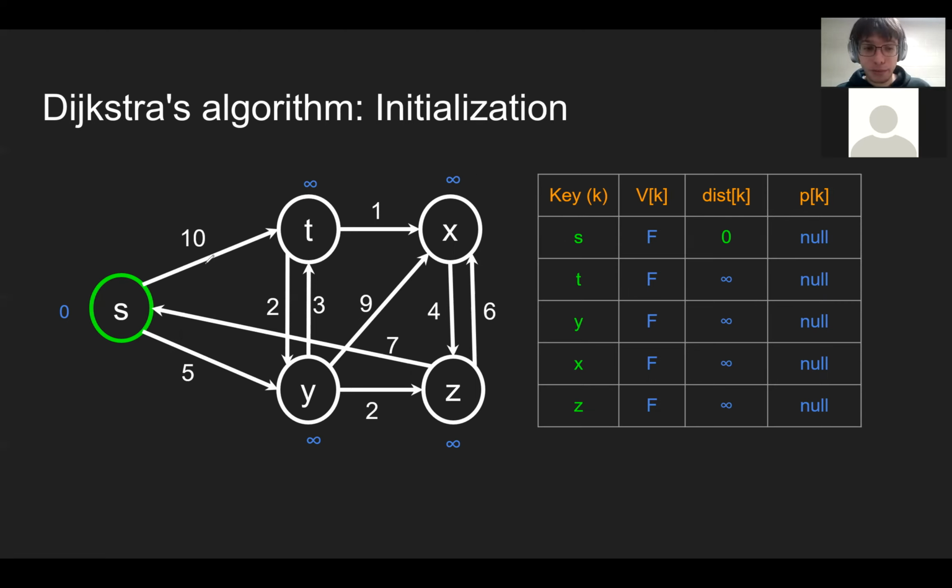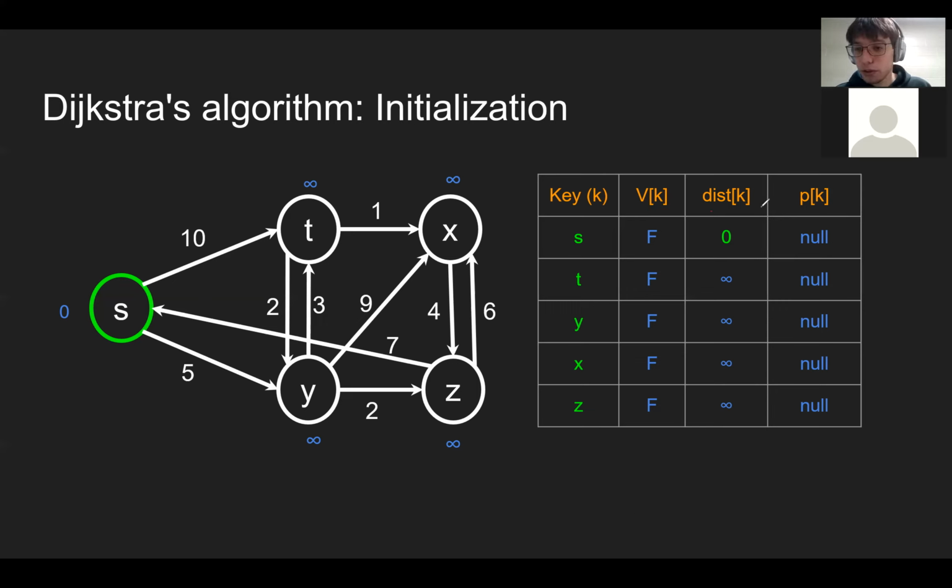So you have initialization, and what you do is first you basically make these arrays or maps or however you want to implement them. First of all, you have your keys, which are just your vertices in your graph. And here we have S, T, Y, X, and Z, because those are the keys. And you have your V for that. What V is, is visited or not. So all of them have not been visited before we start. So they all start as false.